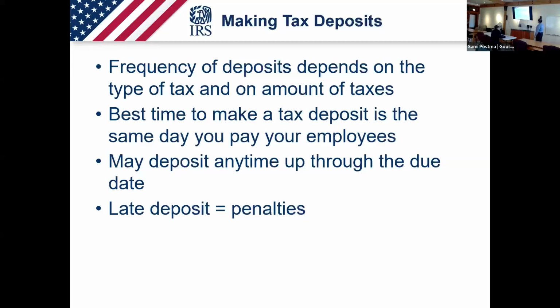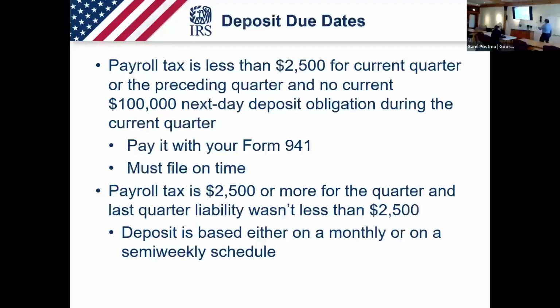So looking at the deposit due dates. If your payroll is less than 2,500 for that quarter, so every quarter you're going to file the 941, and 941 for first quarter, January, February, March, you'll file that by April 15th to cover that first quarter. So if your payroll taxes are less than 2,500, you can pay it when you file the 941 by the deadline.